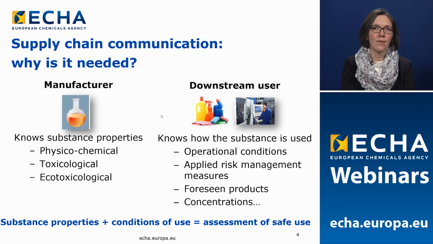Registrants are the ones having the best knowledge of the properties of their substances, including the hazard profile. In many cases, registrants are not using the substance themselves. The downstream users are the ones who know how the substance is used and under which conditions. For example, at which temperature the substance is used, the level of containment of the processes, the product or article types the substance ends up in.